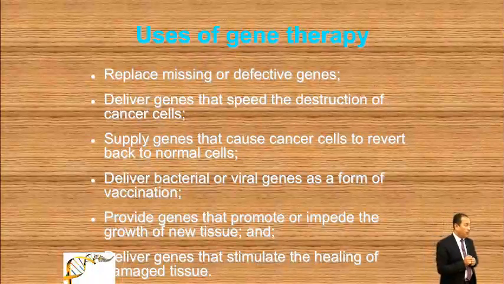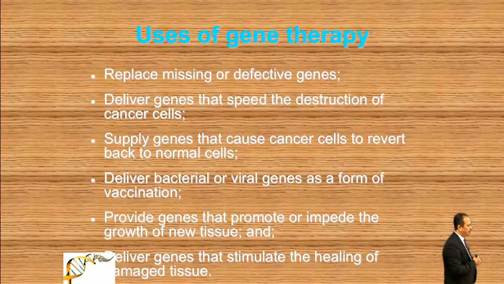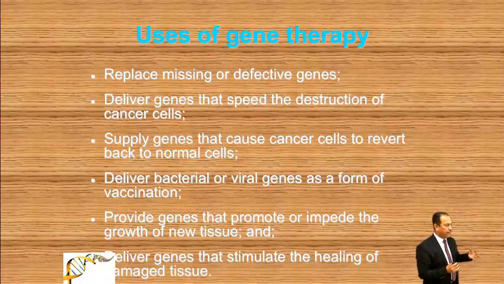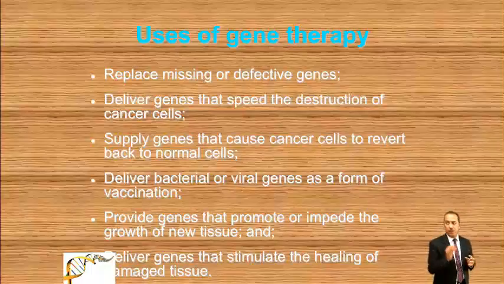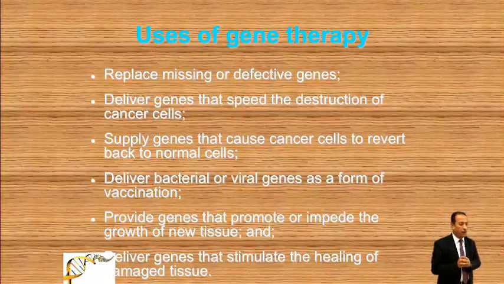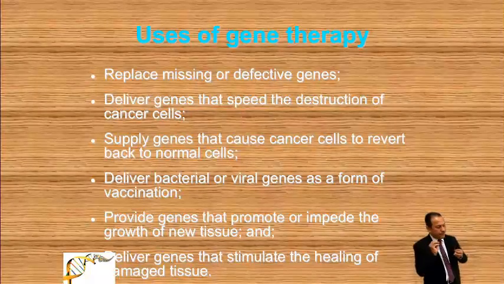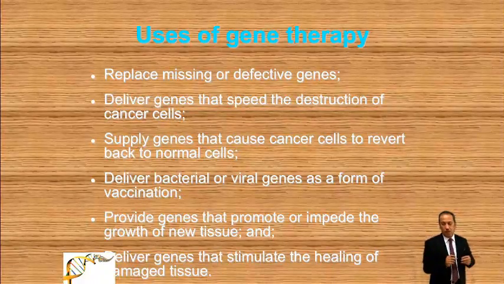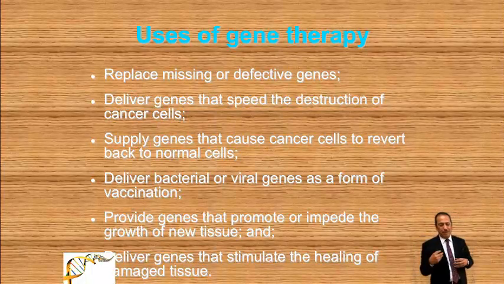Now, what are the uses of gene therapy in medicine? We must understand when and where we can use genes in medicine. First, replace a missing or defective gene. When I have a defective or missing gene in a specific location, we can use gene therapy to replace it. Second, to deliver genes that speed the destruction of cancerous cells. Also, to supply genes that cause cancer cells to revert back to normal cells.